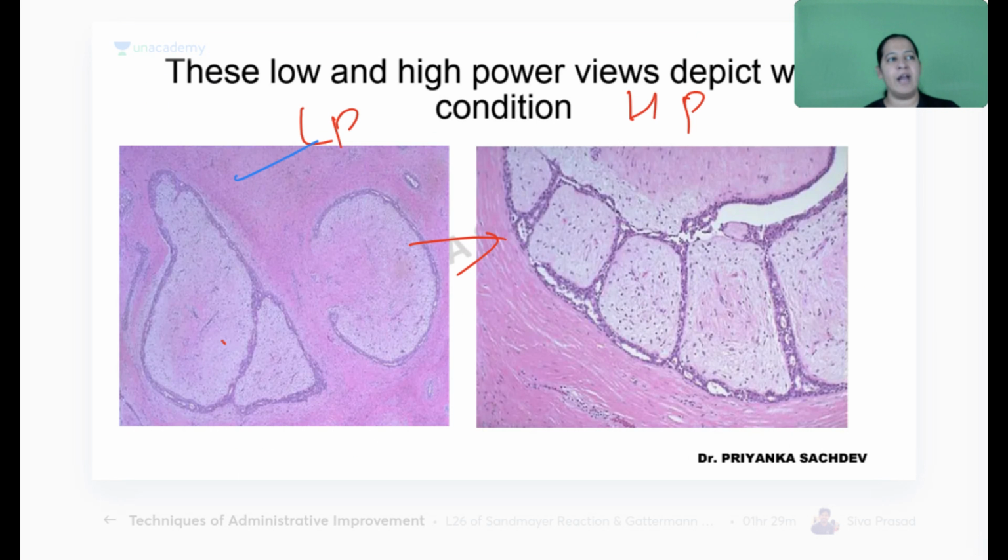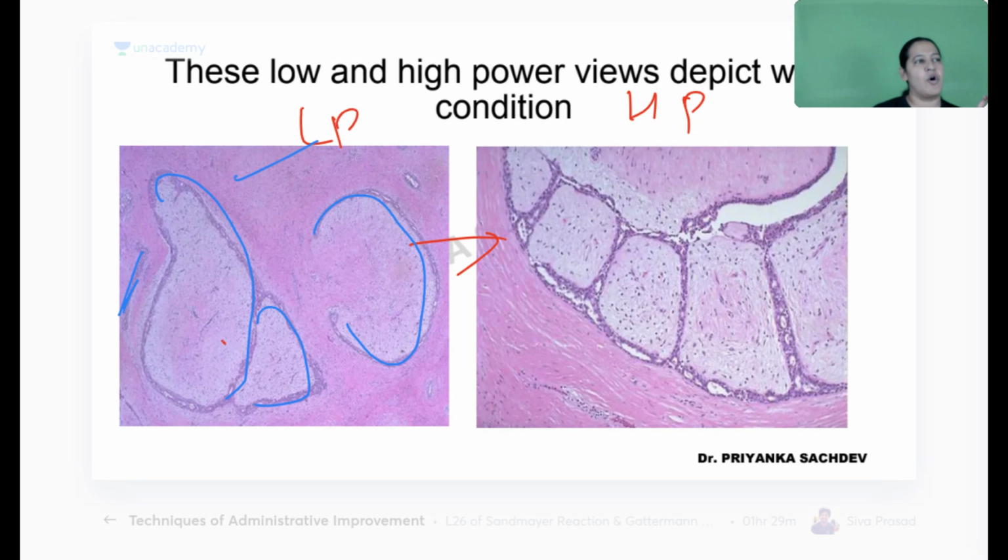So look at your image. Can you see this is a gland which is compressed. This is a gland which is all compressed. All the glands are compressed. And see the background stroma. It is hyperproliferative and it is compressing all the glands.